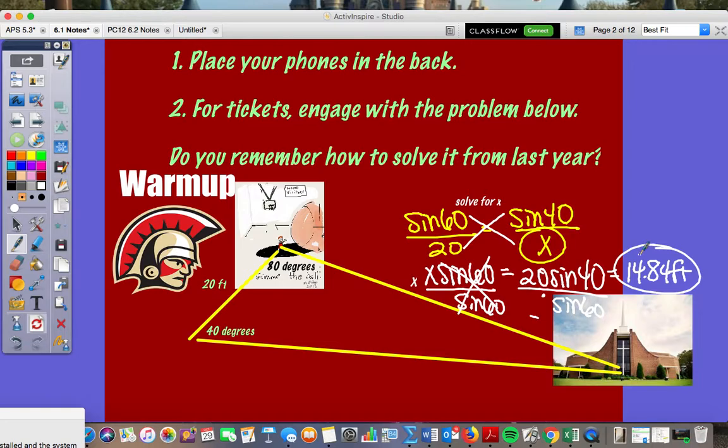Does anyone know why it would actually be smaller than 20 feet? Because it's opposite from the smallest angle. Good, David. Give yourself 2 on that. What would be the largest side, someone other than David? Caitlin? Across from 80. Good, because the largest angle corresponds to the opposite of the largest side. Does that make sense? Just a way to check it. Give yourself 2 on that, Caitlin.